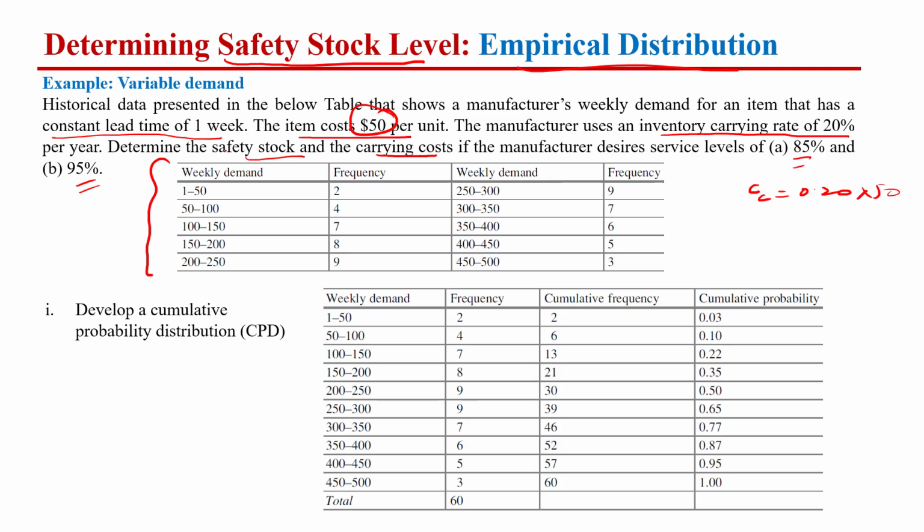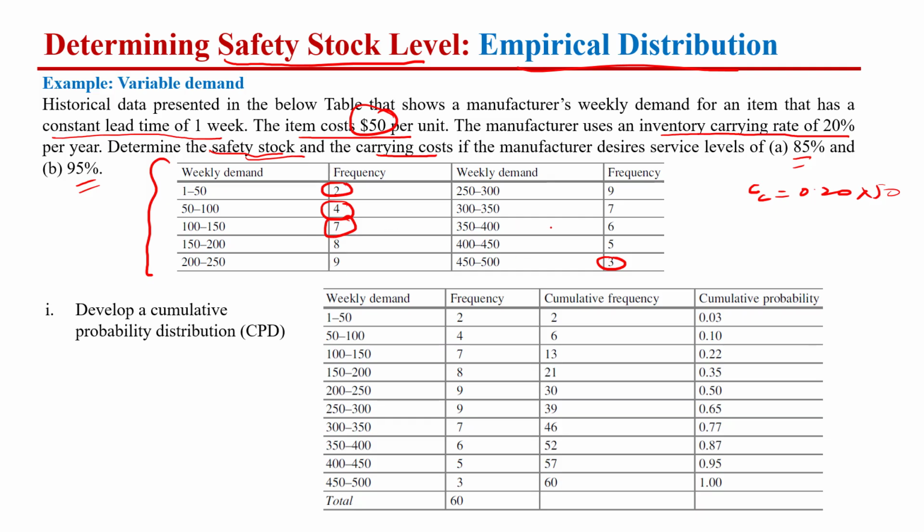So in order to calculate this safety stock, what we will do is, we have collected the historical data, which is the weekly demand, and when we collected the data, we found that two times the weekly demand was between 1 to 50. Four times the weekly demand was between 50 to 100. Seven times the weekly demand was 100 to 150. Up to there being 3 times when the weekly demand was 450 to 500, right?